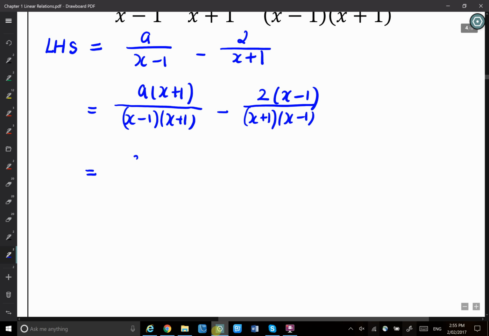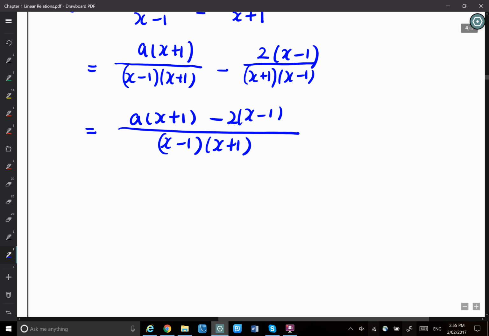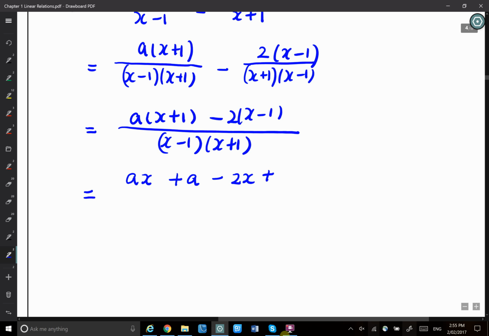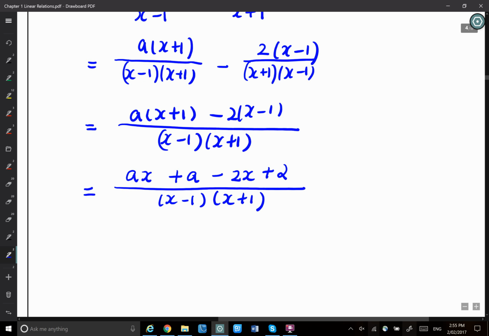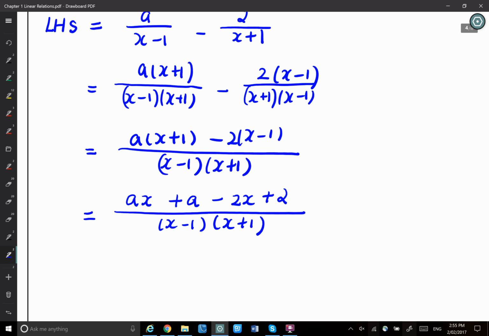And we subtract the numerator. x minus 1 and x plus 1 is the common denominator, we have that. Okay, so we have ax plus a minus 2x plus 2 over x minus 1 and x plus 1. Okay, think about this. We have 4 terms on the top.